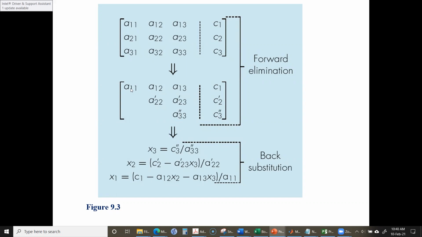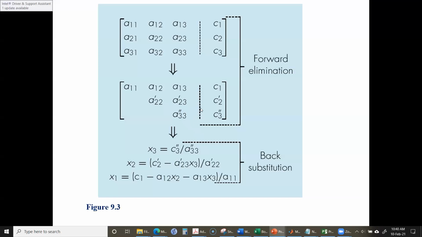So here you can see that by this successive method, there will be a change in the system of equations. The first row will remain the same. Some elements will be eliminated: A21, A31, and A32 will be eliminated, while the elements A22 and A23 will change one time, and the last element A33 will change 2 times. That's why these single primes and double primes have been shown over here.